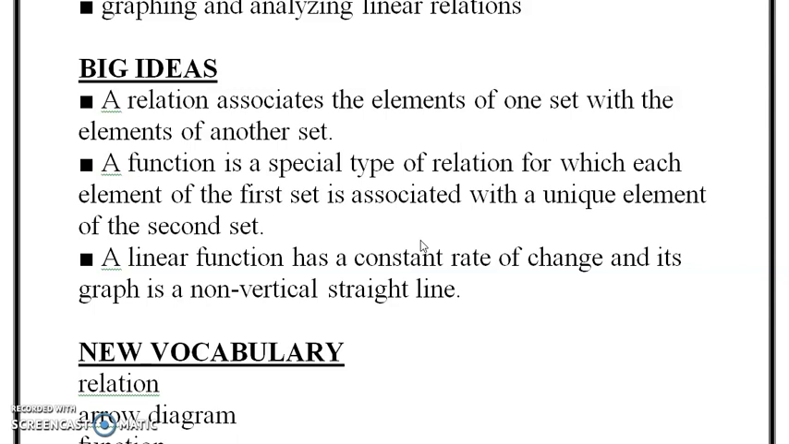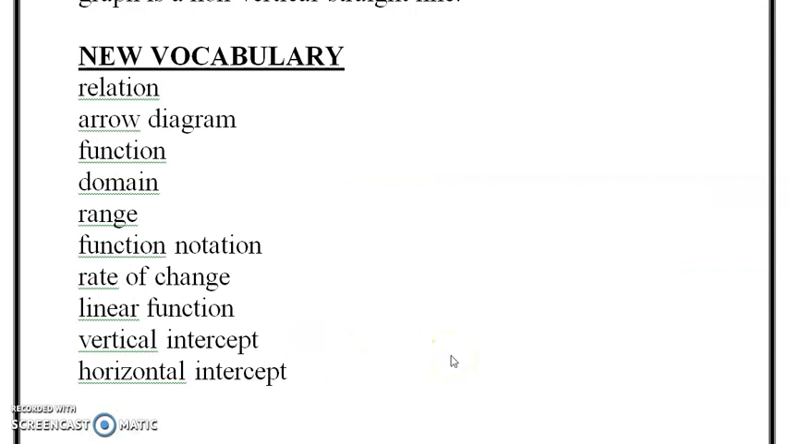And we're going to talk about some different ideas, okay? Some new vocabulary we're going to learn. We're going to talk about what a relation is, an arrow diagram, function, domain and range, function notation, rate of change, a linear function, vertical and horizontal intercepts. The vertical intercept we most commonly use in the math that we're going to do is y, and the horizontal intercept we call the x-intercept, okay?